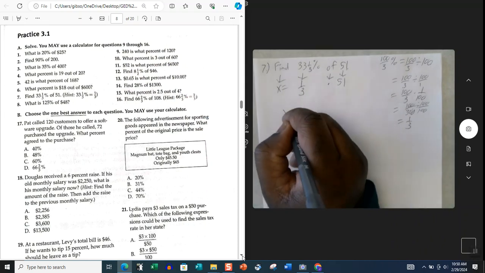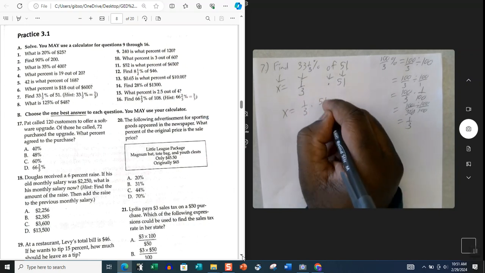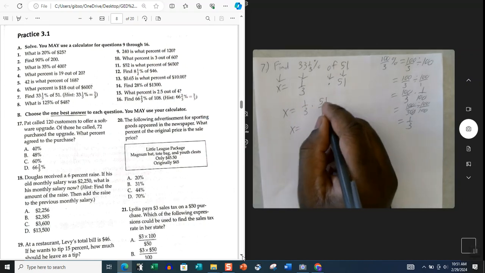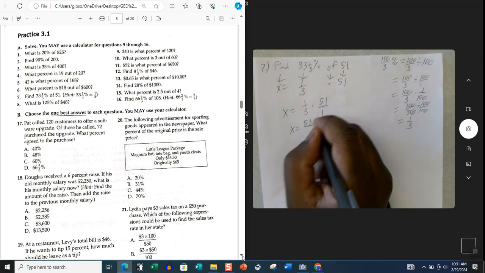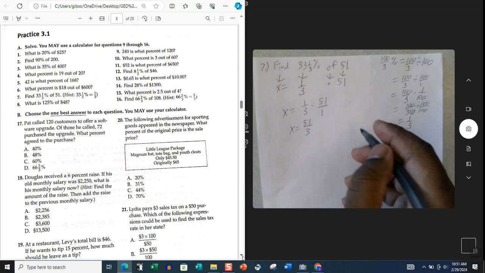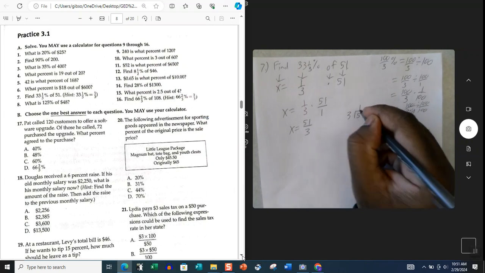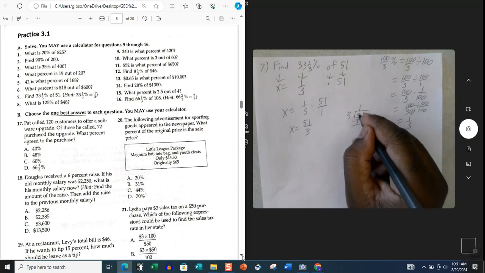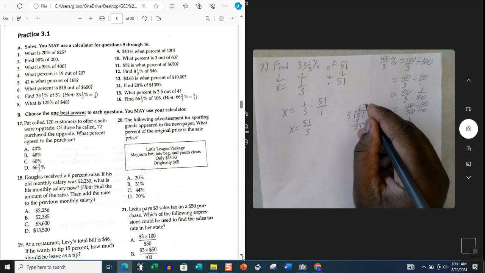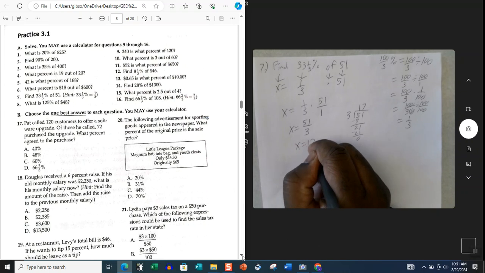Okay, so we have x is equal to 1/3 times 51, and we could put that 51 over 1. So x is equal to 1 times 51 is 51, 3 times 1 is 3. Now, taking 51 divided by 3, 3 goes into 5 once. 1 times 3 is 3. 5 minus 3 is 2. Bring down your 1. 3 goes into 21 seven times. 7 times 3 is 21. So your answer here is 17.